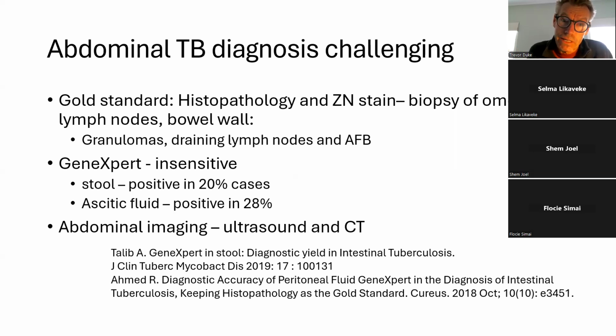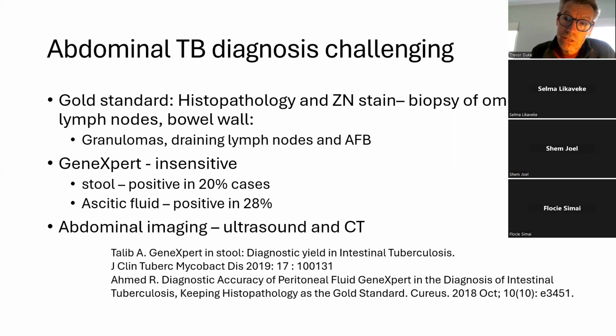Increasingly, people have done GeneXpert tests on abdominal specimens. It started with ascitic fluid: when children have ascites, draining the ascites and seeing if it is positive for acid-fast bacilli on Ziehl-Neelsen staining, or positive for GeneXpert. It's a PCR test looking for DNA consistent with Mycobacterium tuberculosis. And more recently, in the last few years, people have looked at stool to see if that will be positive for Mycobacterium tuberculosis on PCR.